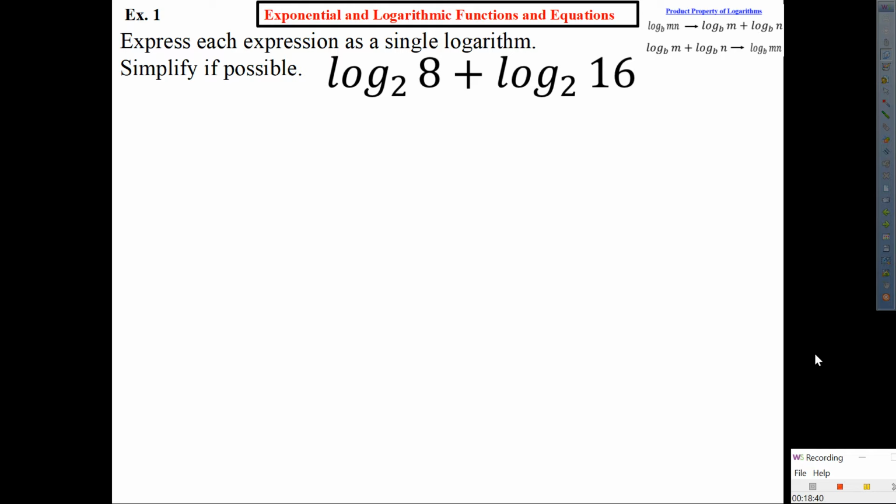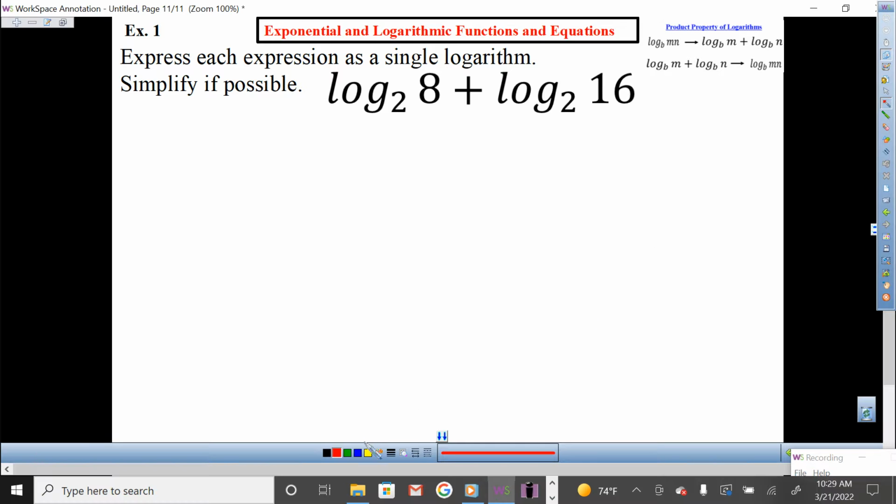All right, writing utensils down, look up to the screen. Here goes the property. If we have two logs of the same base, do we have two logs of the same base? Yes. Is this the same base as this? Yes, so we only write it as one log, base 2.